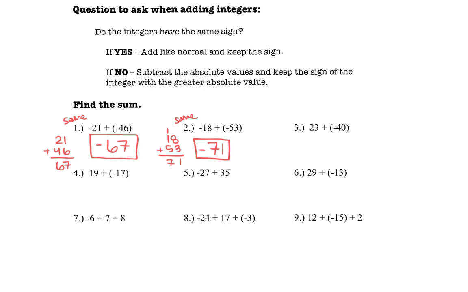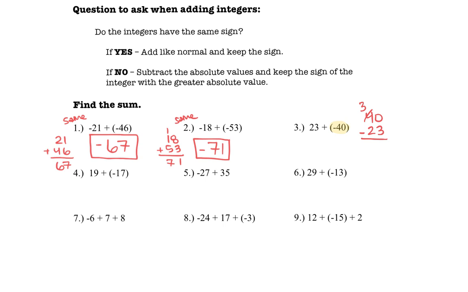Number 3. Same signs or different signs? Well, these have different signs. One of them is positive and one of them is negative. So now I need to look and see, okay, which one's further from 0? And hopefully you can see that that negative 40 is further from 0. It has the larger absolute value. So I'm going to do 40 minus 23.